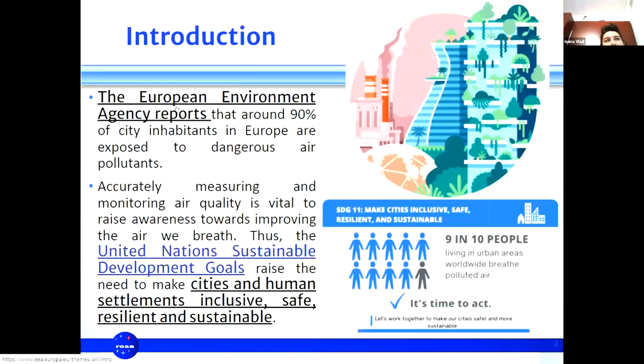These pressing issues related to air quality are mentioned in the Agenda 2030 in the Sustainable Development Goals as well, on point 11. The United Nations Sustainable Development Goals raise the need to make cities and human settlements inclusive, safe, resilient, and sustainable. According to the European Environment Agency report, around 19% of city inhabitants in Europe are exposed to dangerous pollutants.